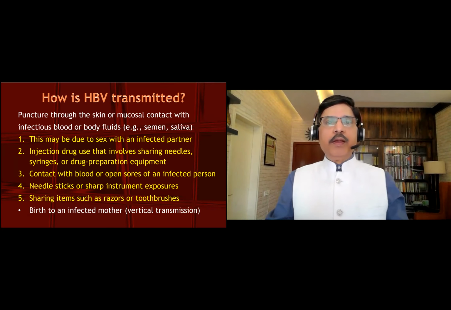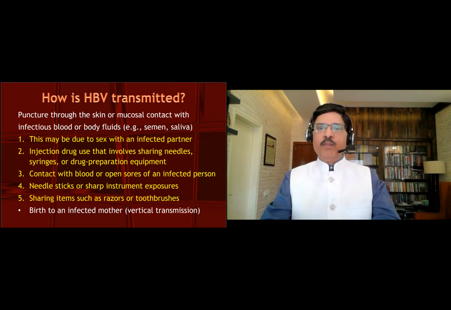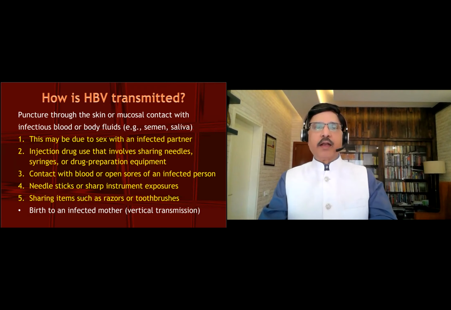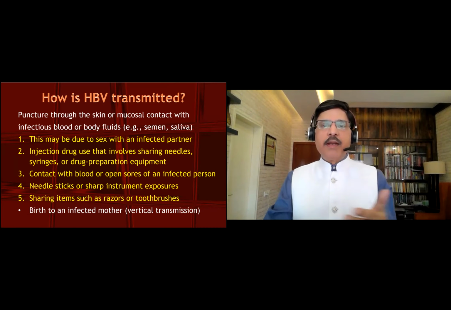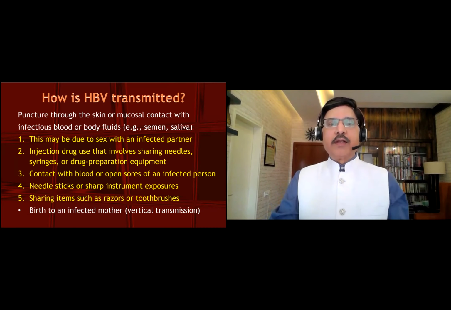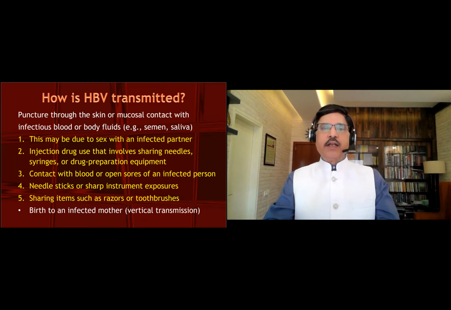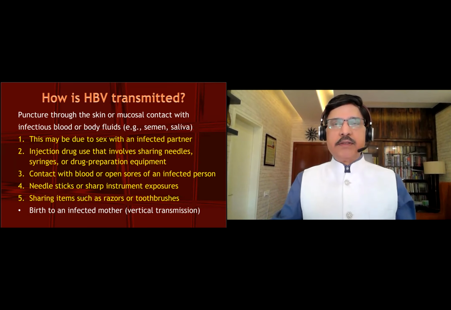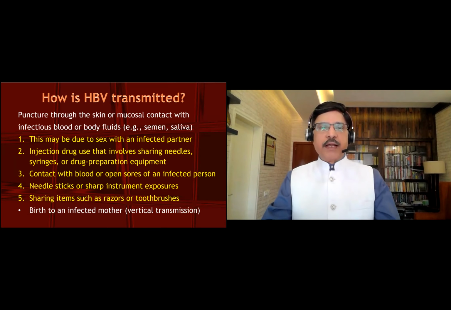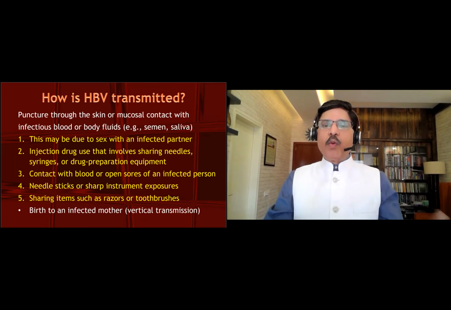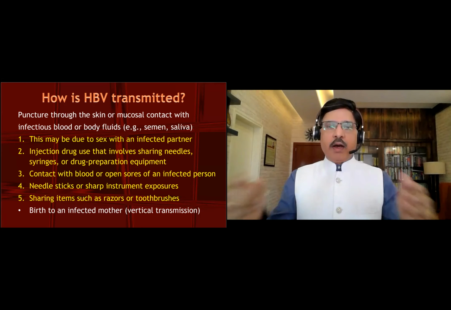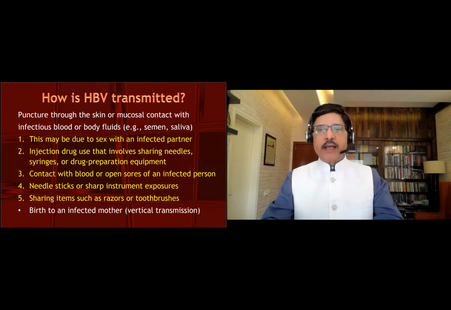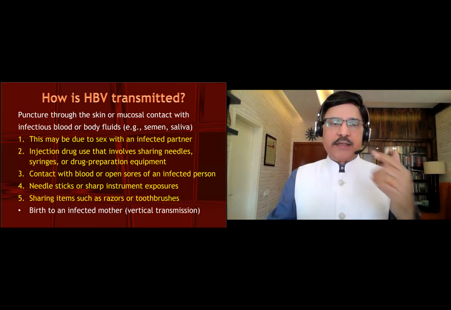So how is HBV transmitted? All of you know there should be a blood-to-blood contact, or blood and infectious fluid contact like semen or saliva. Semen and saliva contain large quantities of this virus. It may be due to sex with an infected partner, injecting drugs involving sharing of needles, syringes, and drug preparation equipment, contact with blood or open sores of an infected person, needle stick injuries in healthcare workers, or sharp instrument exposures, and sharing items such as razors, toothbrushes, and other things.